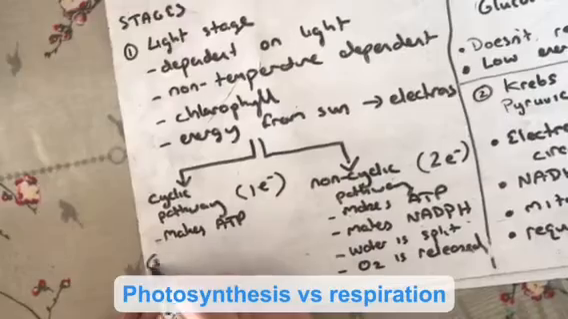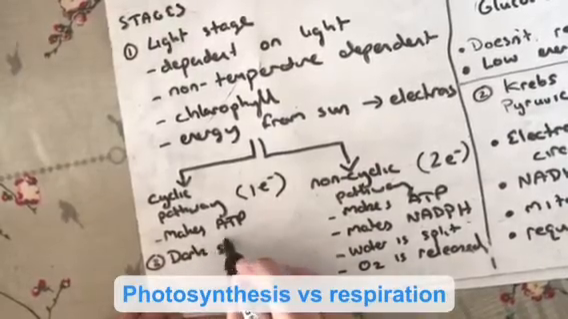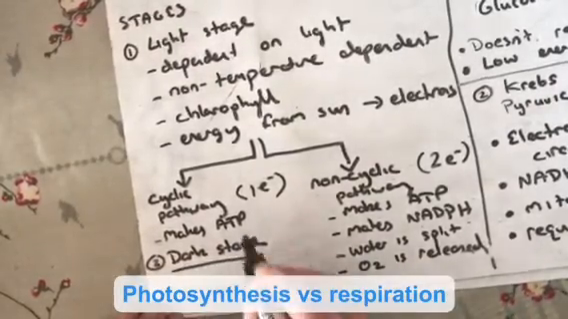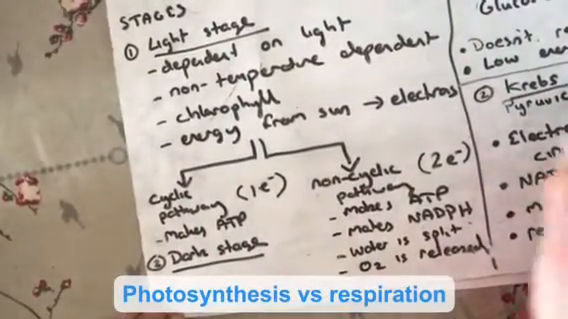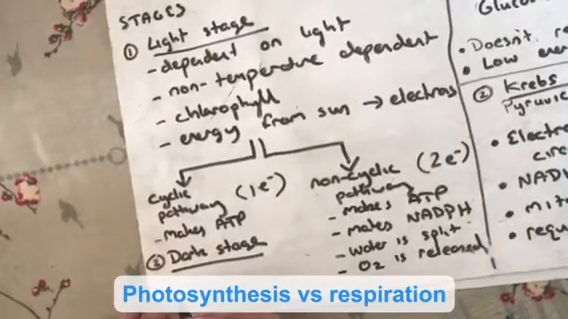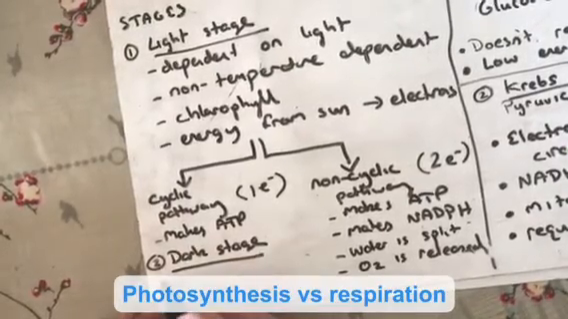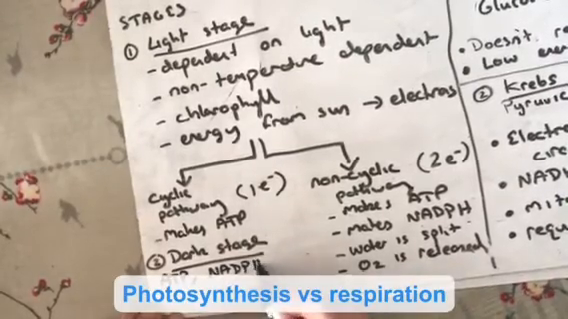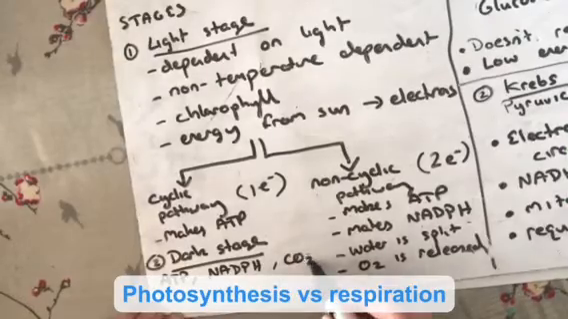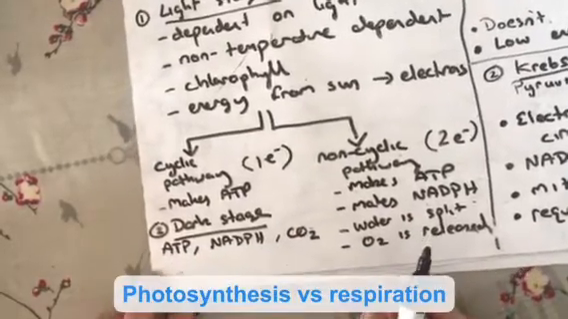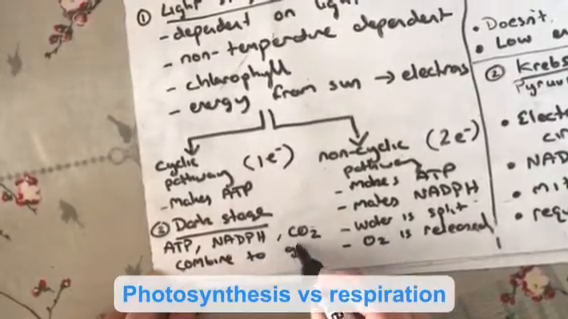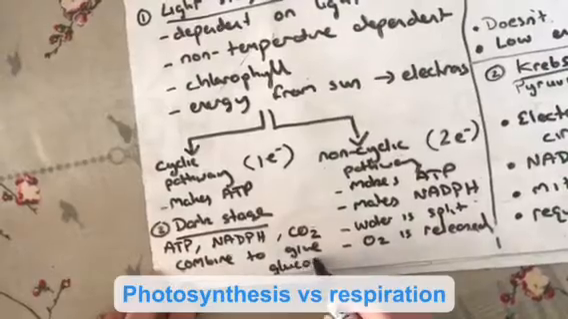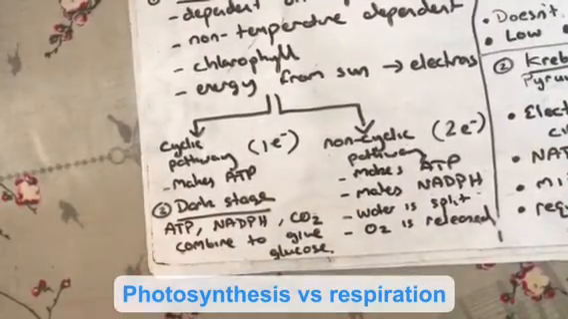Finally, your second stage is your dark stage. Not a lot happens in this stage, girls. Your products from your light stage, which are your ATP and your NADPH, and your CO2, which comes in from your stomata, combine to give glucose, which is obviously the food product that the plant is looking for.